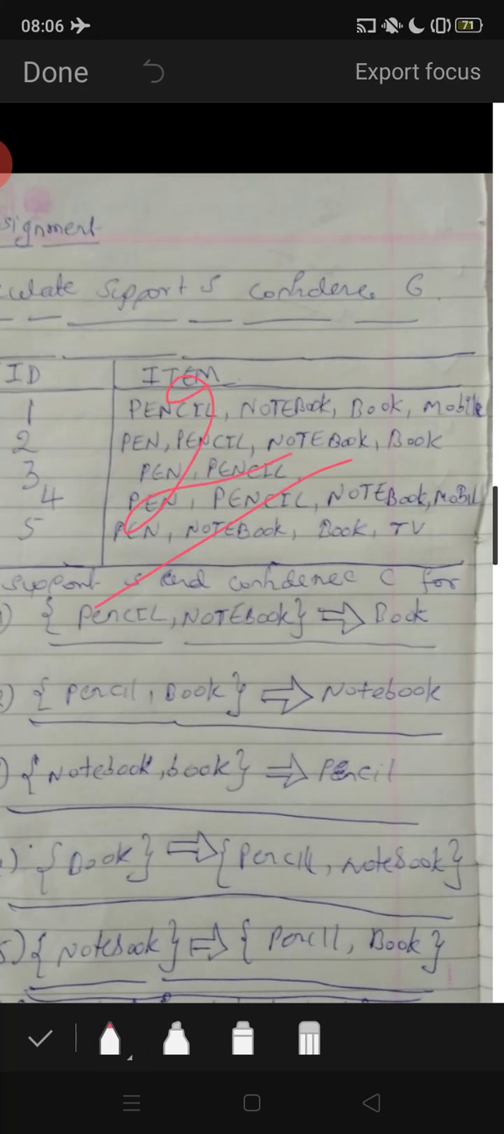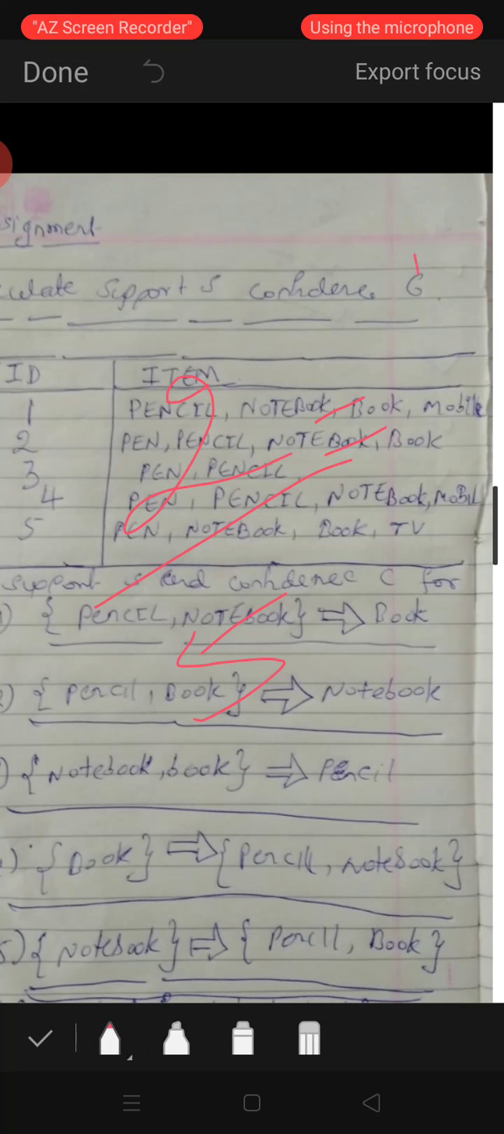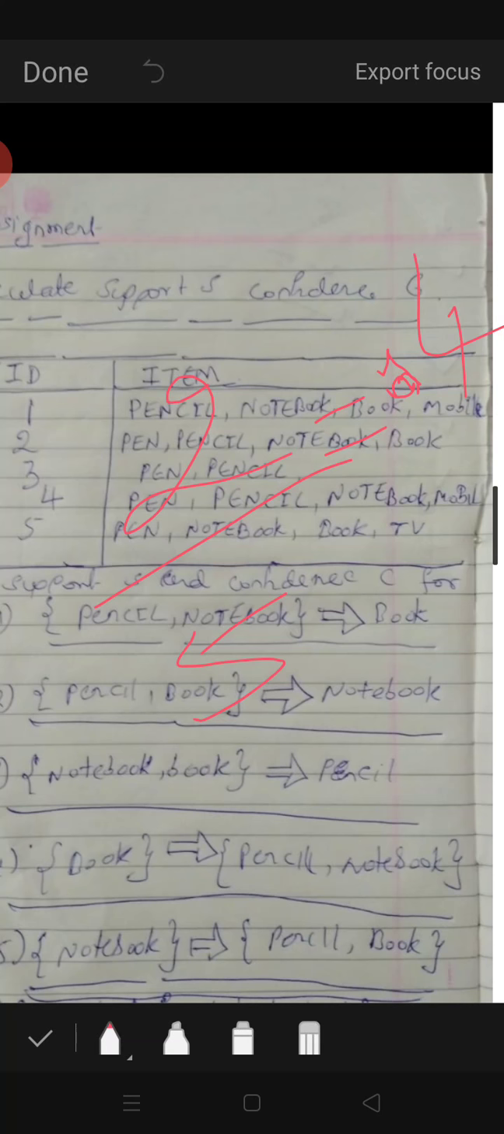That is nothing but support of 2 by 5, which is 0.4.